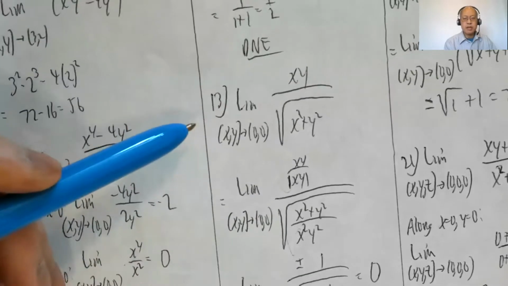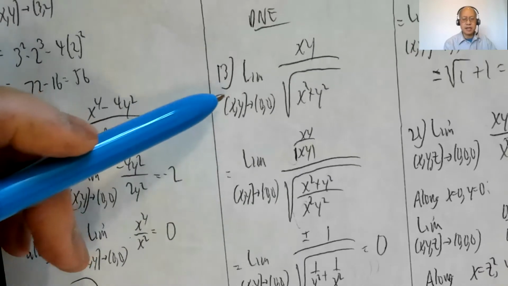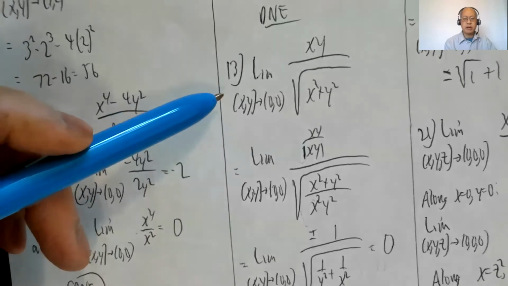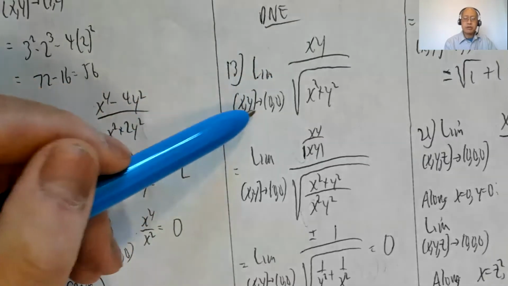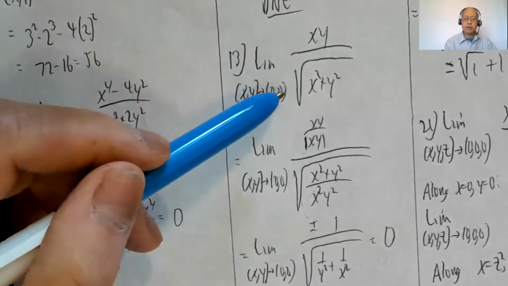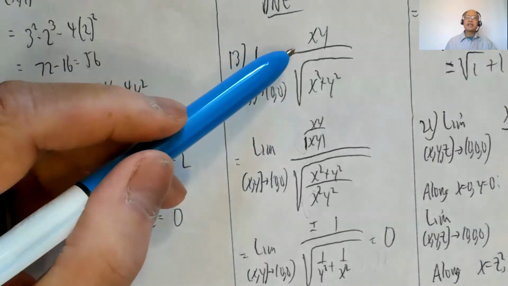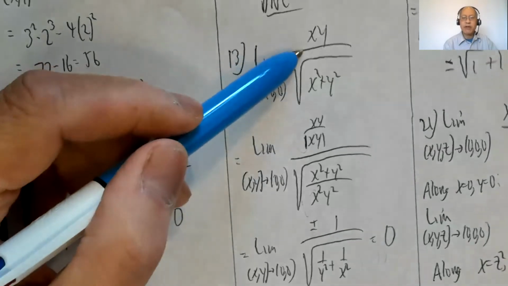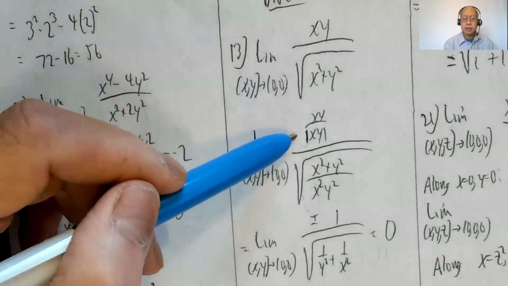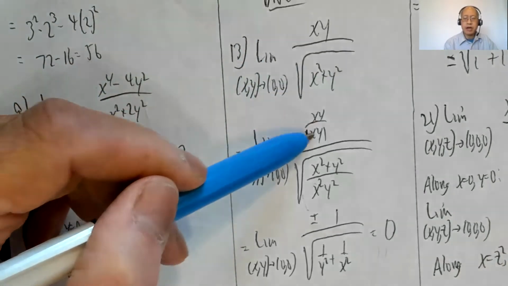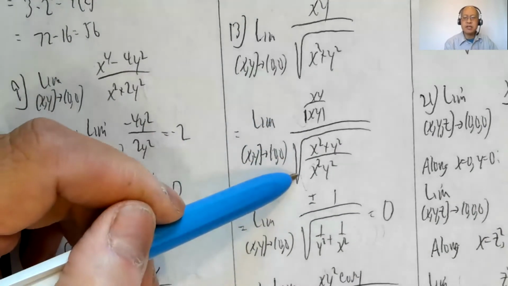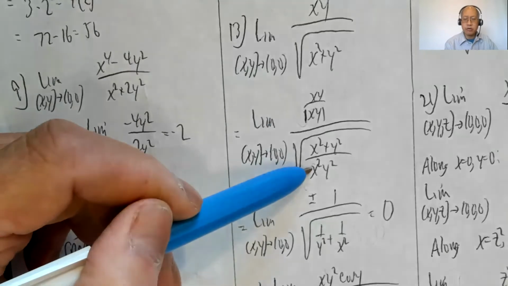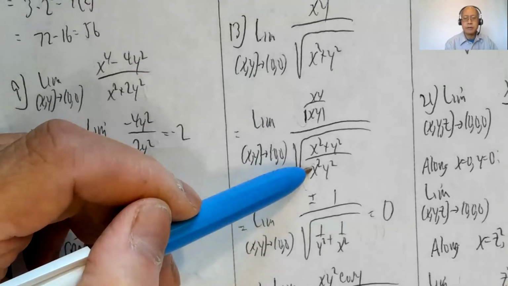Okay, 13 was a little tricky. This limit actually does exist, so we had to do a little bit of a trick here. The limit as x, y approaches 0, 0 of xy over the square root of x squared plus y squared. I divided top and bottom by the absolute value of xy. So this is the absolute value of xy, and the absolute value of xy underneath the square root becomes x squared y squared. It's a little bit tricky.